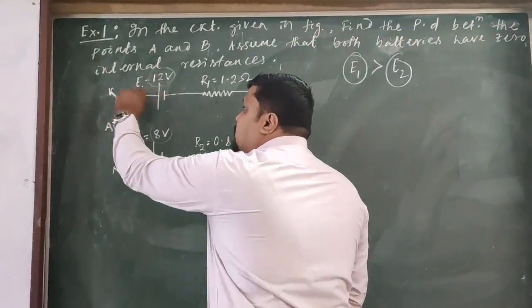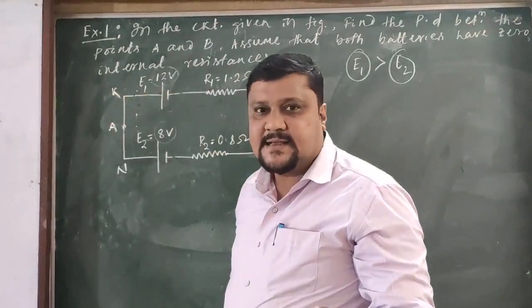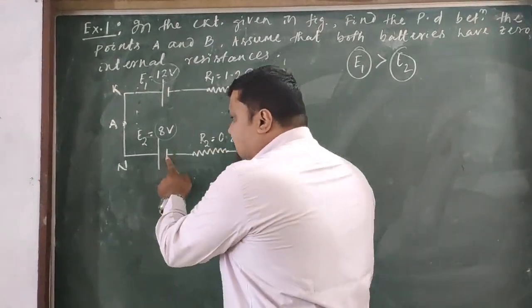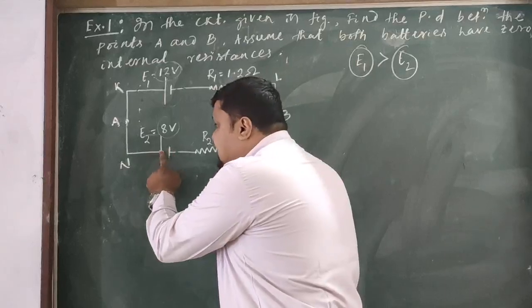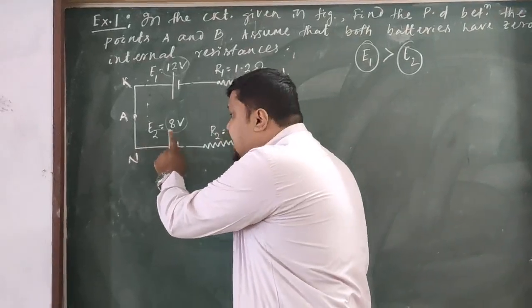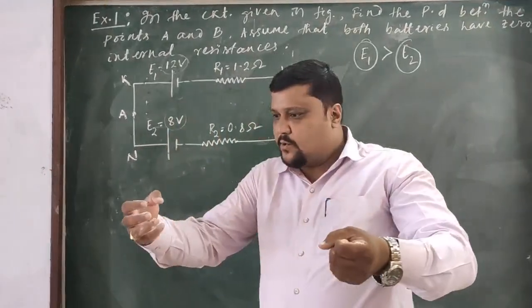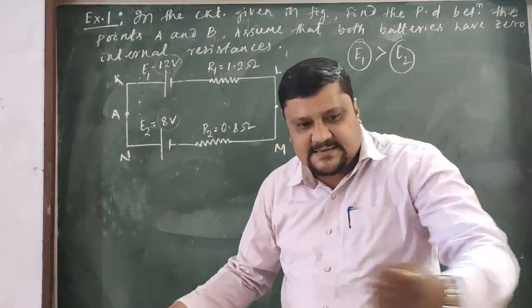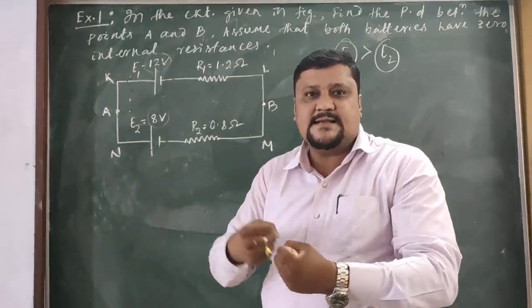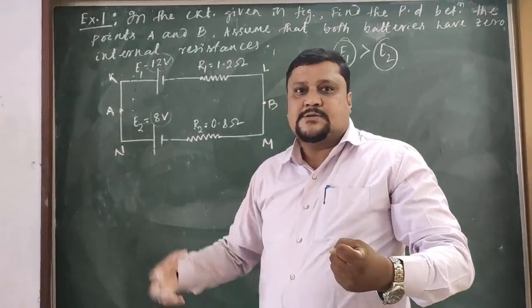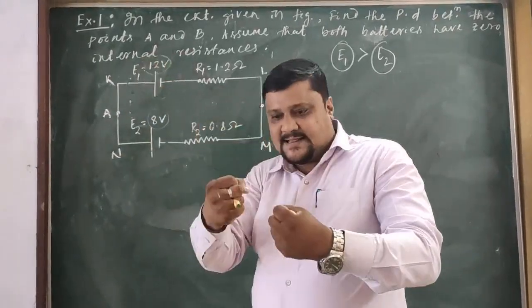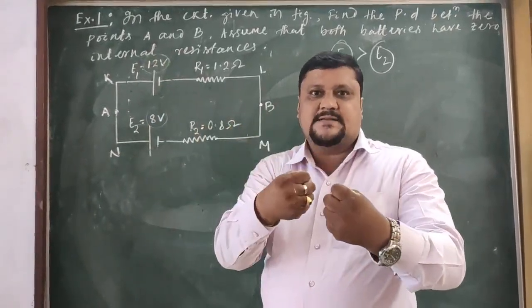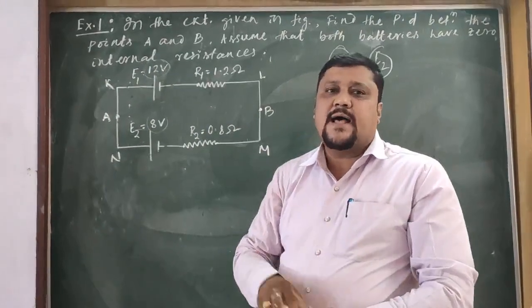Means if 1 coulomb charge moves from here, you will get how much energy? 12 joule. Similarly, if 1 coulomb charge is given here, how much energy will come from this cell? It is 8 joule. So as you know, one is giving 12 joule, another one is giving 8 joule. So which one has more energy? 12 joule has more energy. So this cell sends that 1 coulomb of charge. Suppose 1 coulomb of charge is flowing, it gives more energy to the charge.